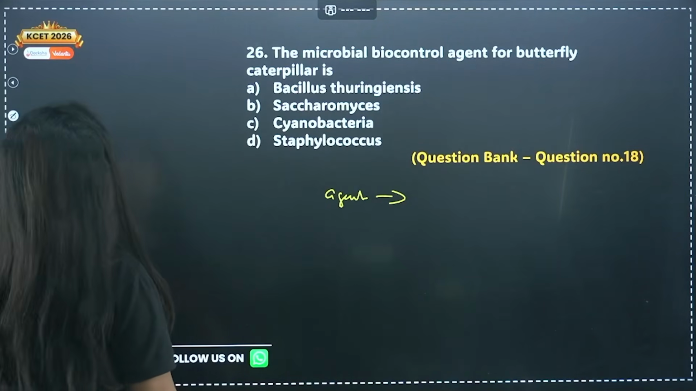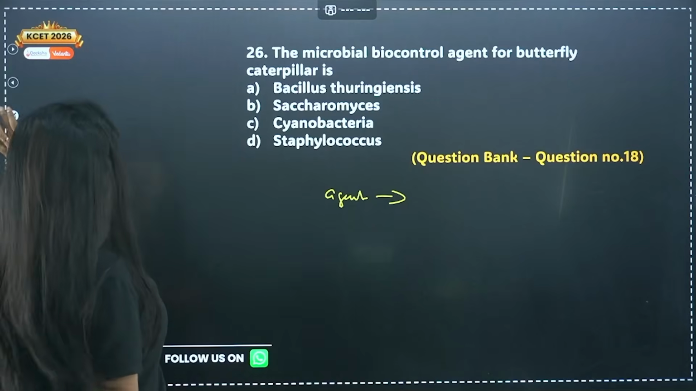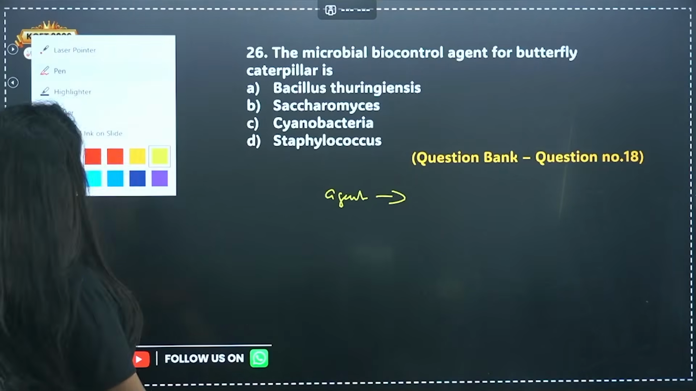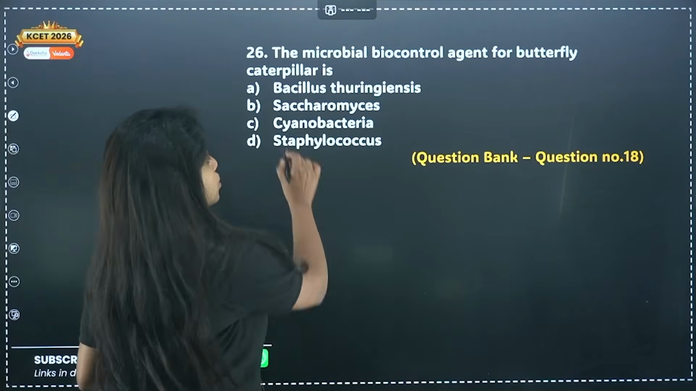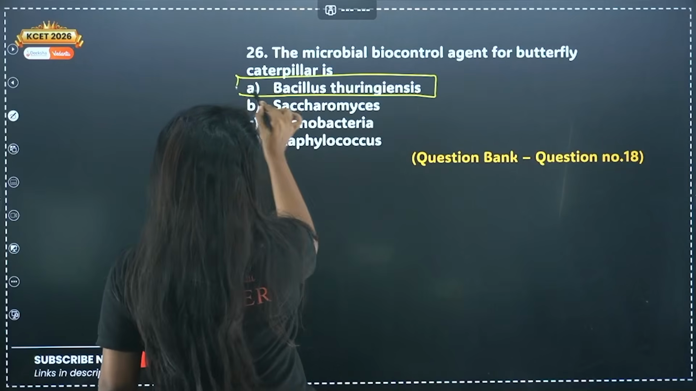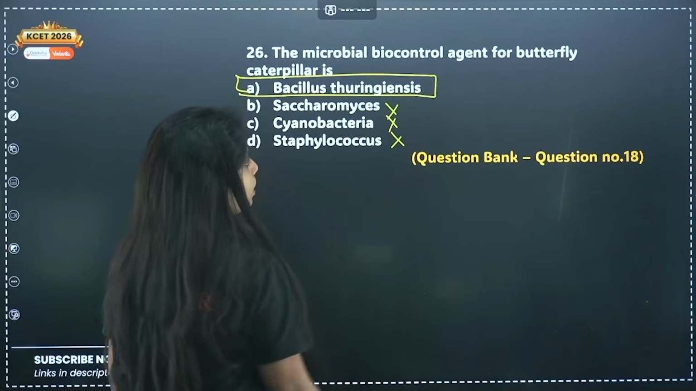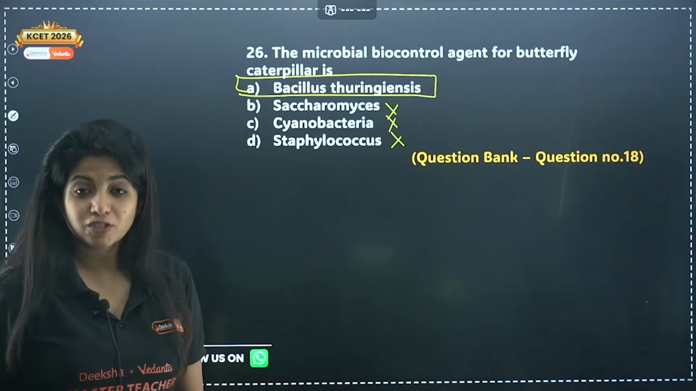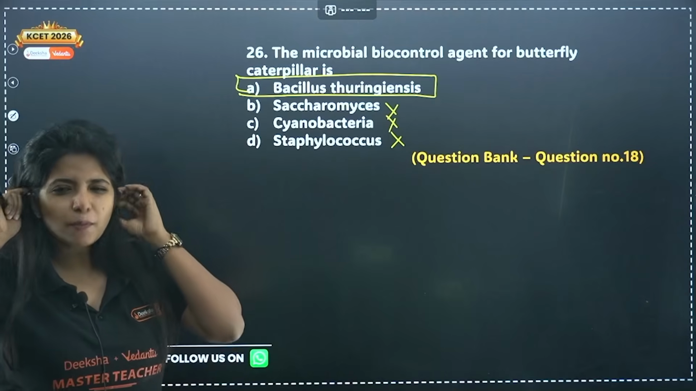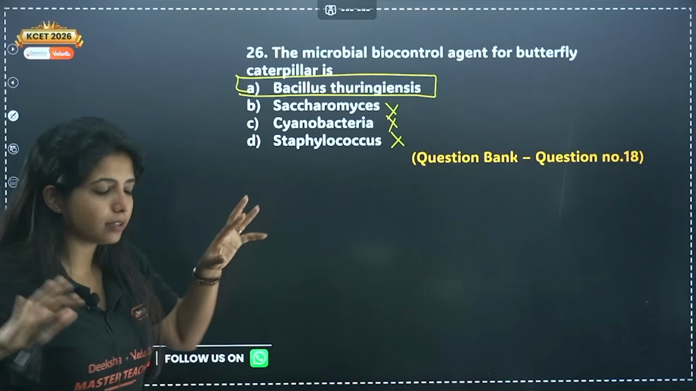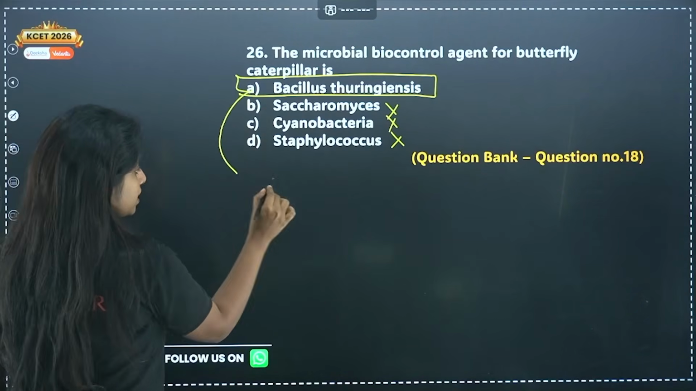Now you have been asked what that biocontrol agent is. Since you have been asked about butterfly, my dear children, your answer for this question is going to be Bacillus thuringiensis. Not this, not this, not this. What is Bacillus thuringiensis? We have studied in biotechnology, at least some of us have. If you do not know, it's okay. So Bacillus thuringiensis is a bacteria.